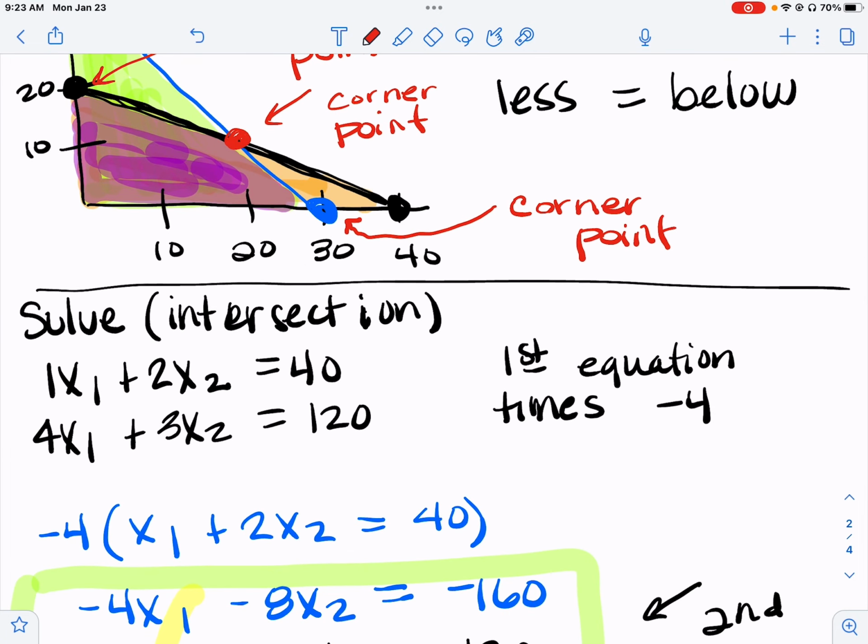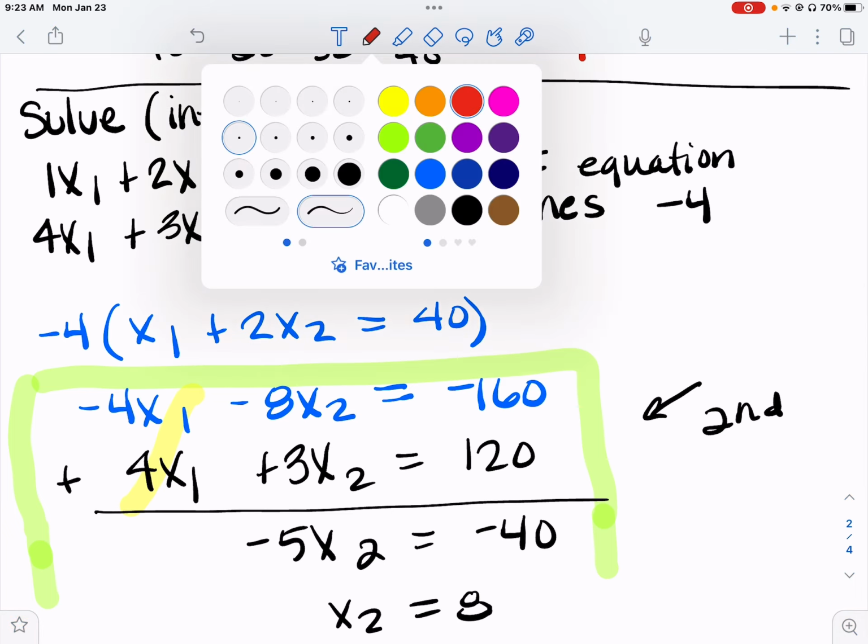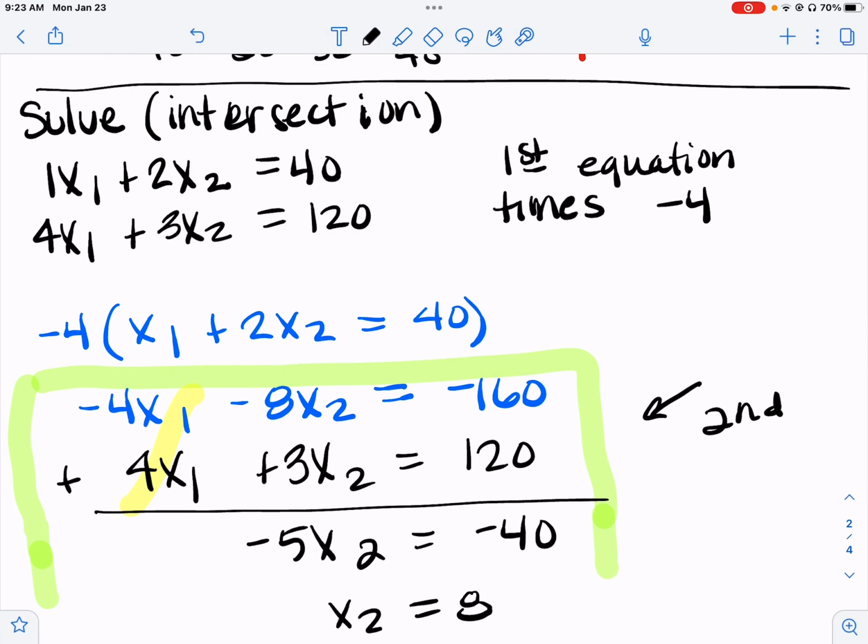Okay, so the intersection point we solve using our system of equations. The first equation has 1x1. The second equation has positive 4. We're going to multiply that first equation by negative 4. That negative 4 will cancel with positive 4. So -4x1 - 8x2 = -160. Okay, this is our second equation right here.